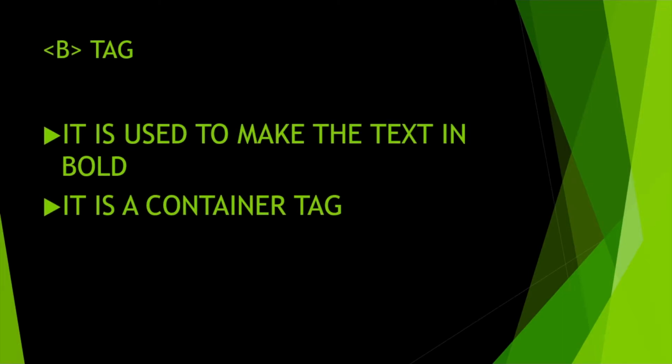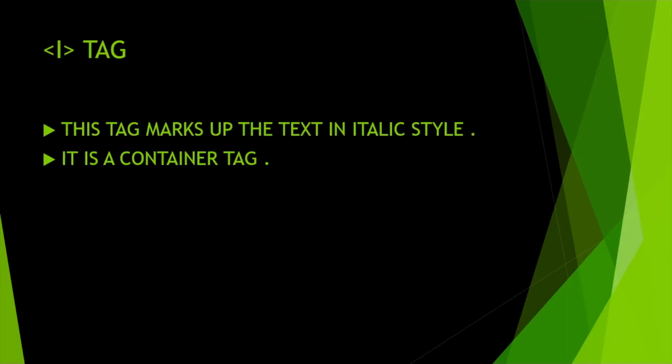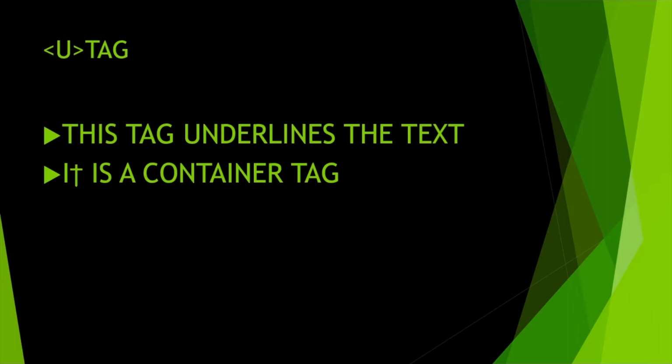Now, let's talk about B tag. It is used to make the text bold. It is a container tag. Now, we're going to talk about I tag. This tag marks up the text in italic style to draw the reader's attention. It is a container tag. U tag. This tag underlines the text. It is a container tag. And this feature is also present in PowerPoint and Word documents.